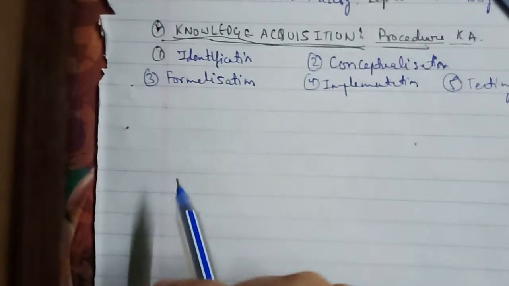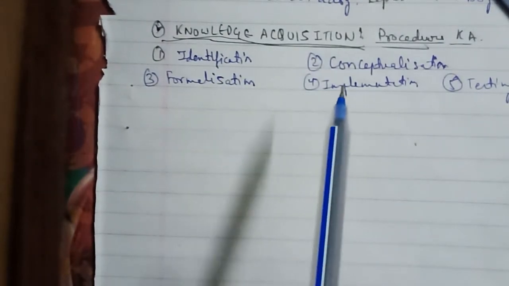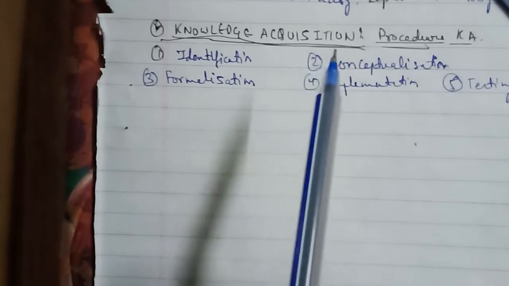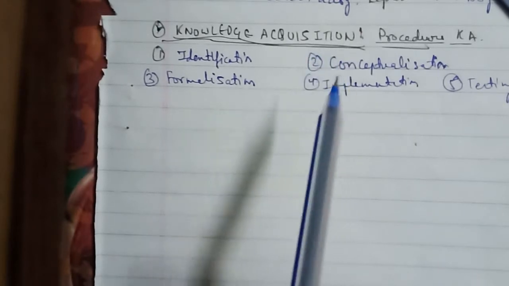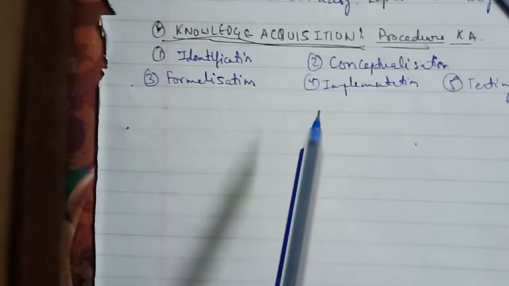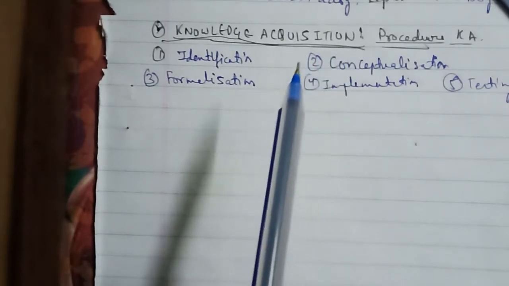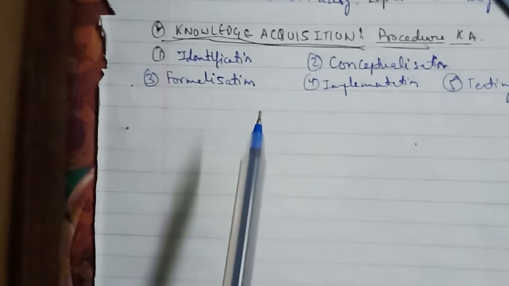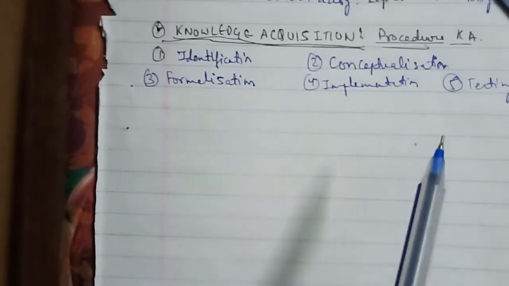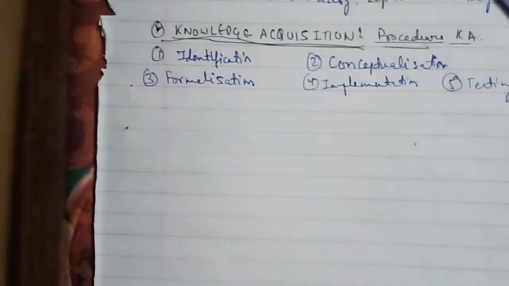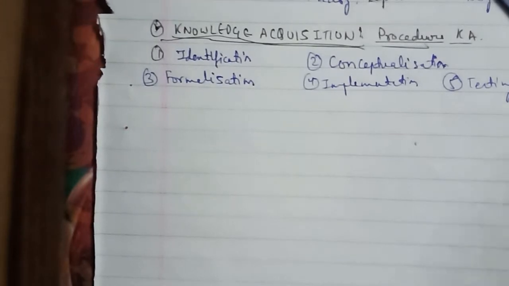Here we'll discuss in detail the reformulation, the concept, the structure, refinements, formulating the embedded knowledge, the implementation and the conceptualization, with the stages of knowledge acquisition. So let's go ahead.